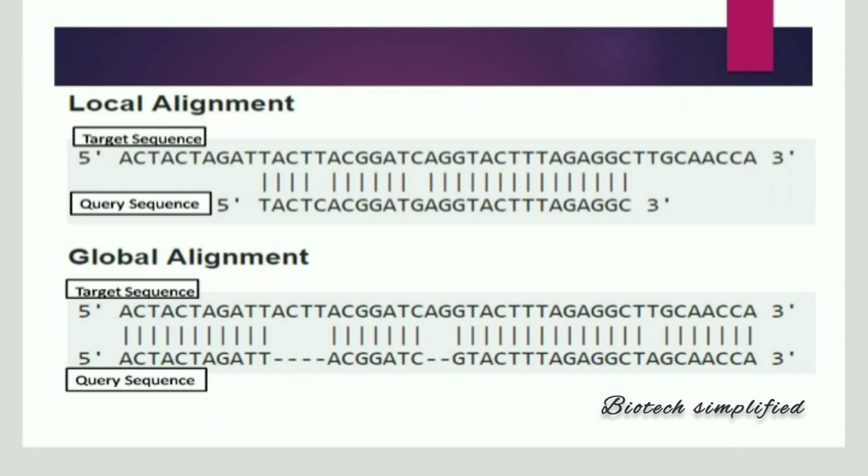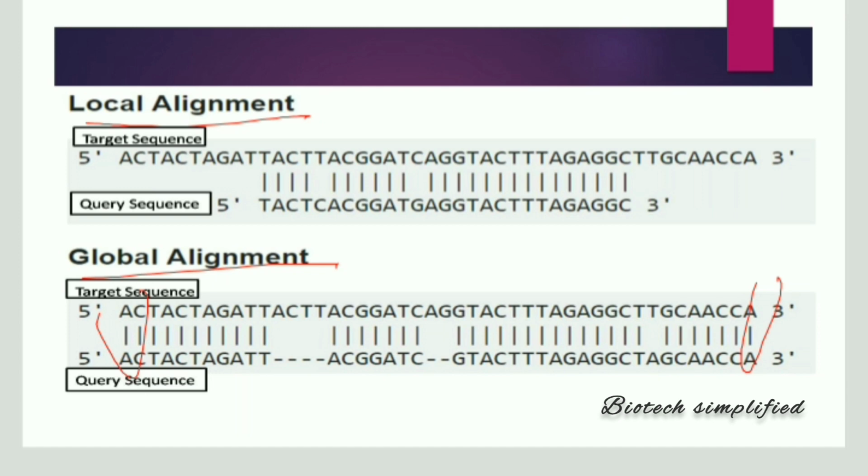Pairwise alignment is of two types: local alignment and global alignment. Local alignment compares the query sequence with certain parts of the target sequence. That is, only a certain part of the target sequence is being compared. Whereas in global alignment, the entire sequence, from the first to the last, is being compared. So this is the difference between local alignment and global alignment.